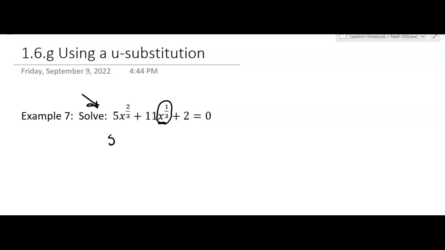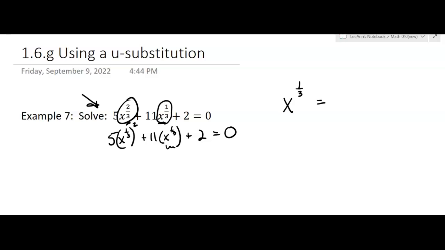Because see, I have 5x to the 1/3 squared. That x to the 2/3, see, if you multiply 2 times 1/3, you'd get the 2/3. So I have something squared plus 11 times that x to the 1/3, plus 2 equaling 0. So now what I'm going to do is take x to the 1/3, and x to the 1/3 equals u. That's the u substitution.